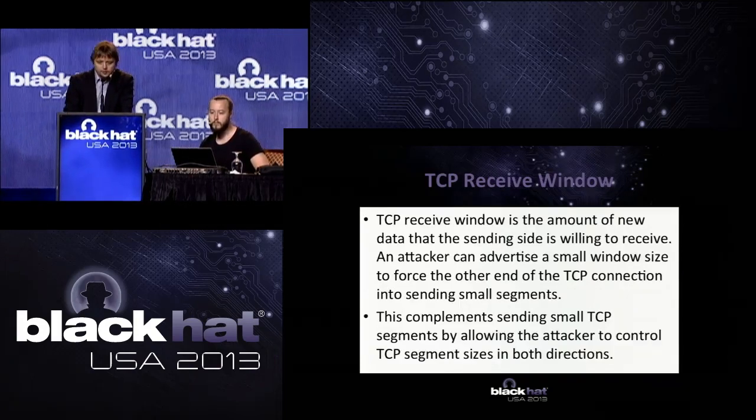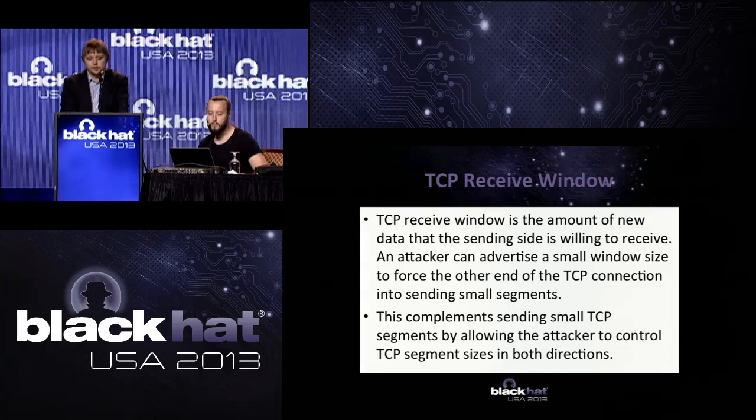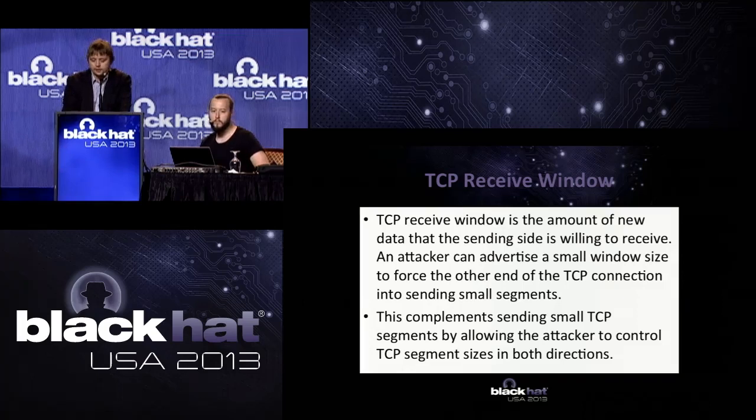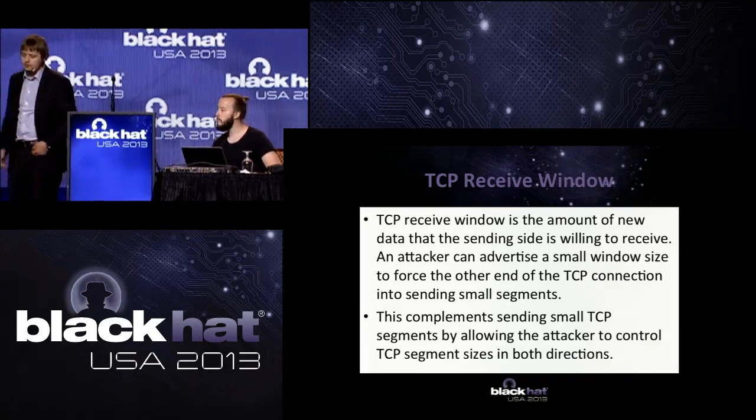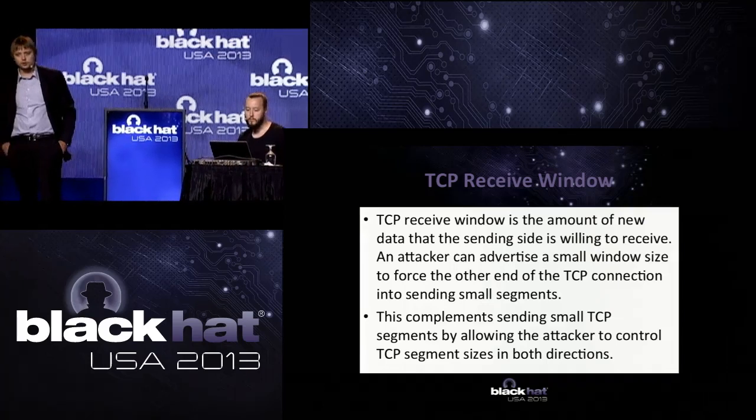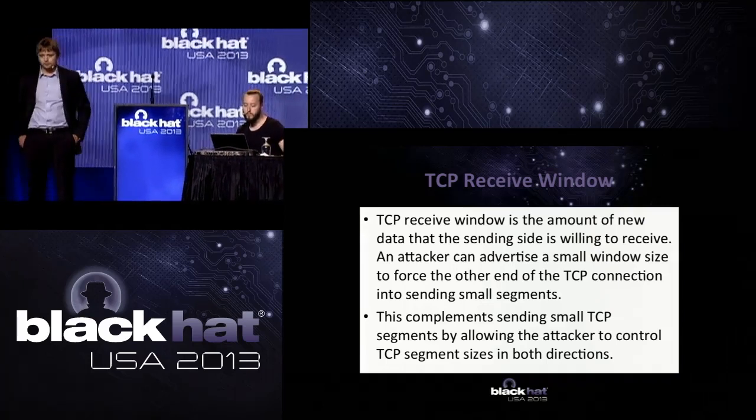Then there is a TCP receive window evasion. A TCP receive window is the amount of new data that the sender side is willing to receive. So the attacker can actually advertise a small window size to force the other end of the TCP connection into sending small segments. This is really nice because the attacker can also control the client's TCP segmentation this way.